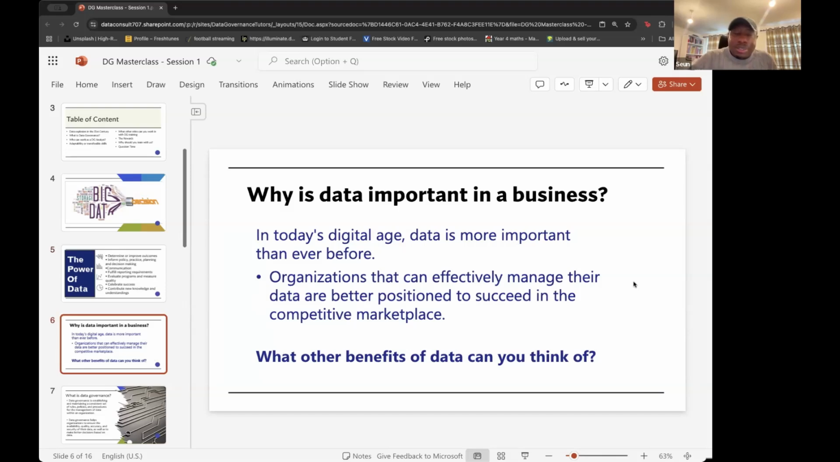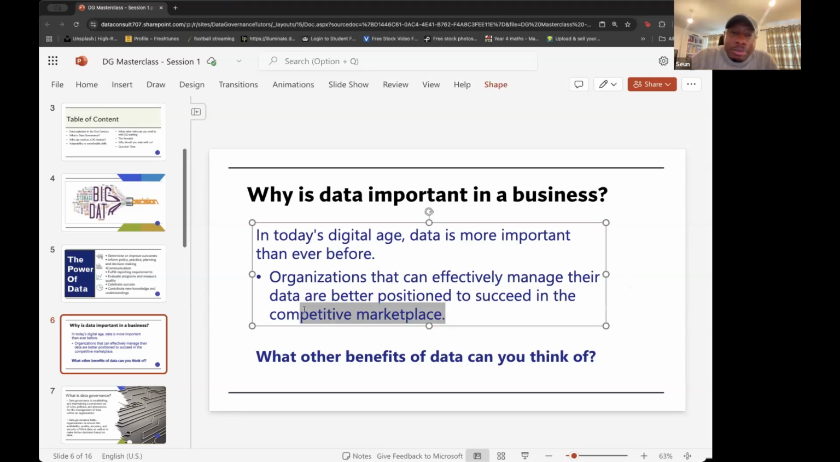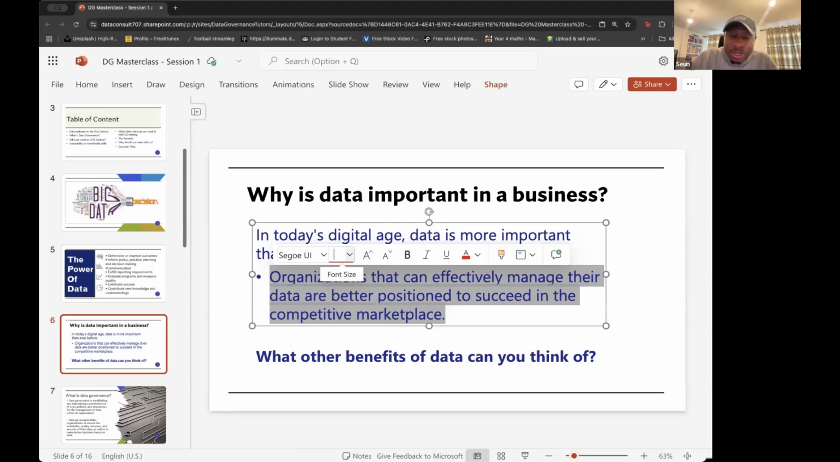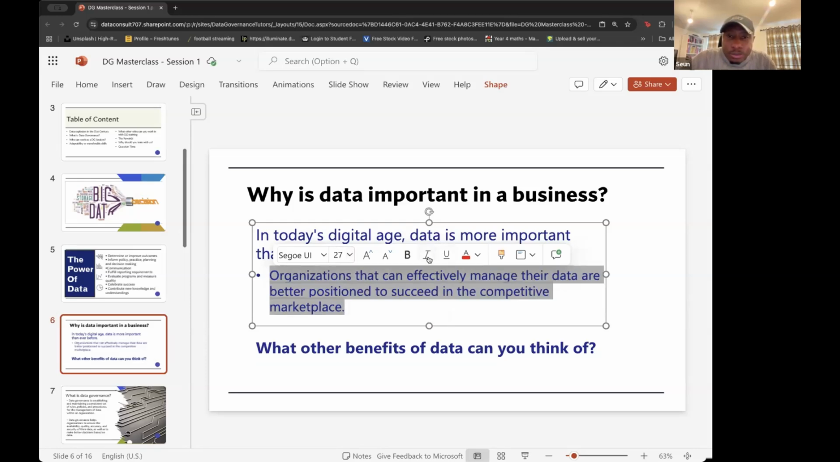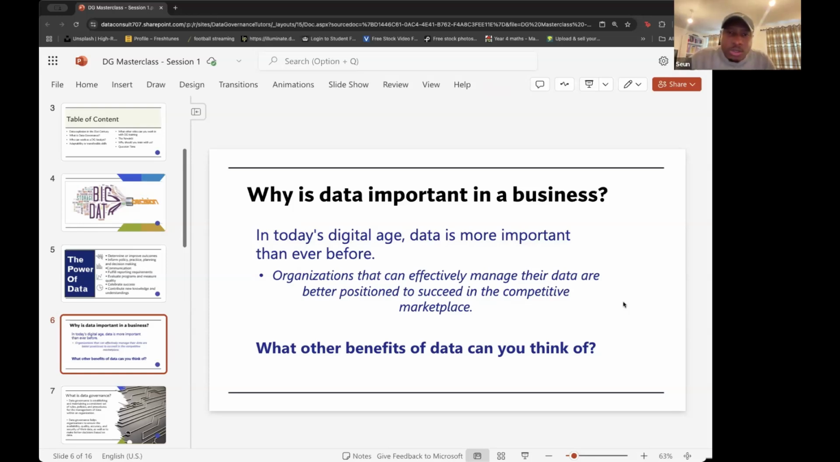Why is data important in a business? Like I've explained in the previous slide, we are now in a digital age where data is more important than before. Data is factored into everything, even including governance. That is why it's important to pay attention to data. Organizations that can effectively manage their data are better positioned to succeed in the marketplace. Let me put this like a quote so you can see it better.